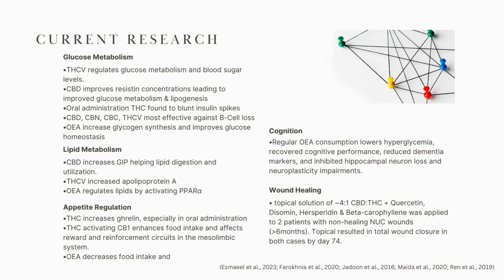which is awesome because this is a reason for amputations and stuff in diabetic patients. So this is very promising. In this study, they used approximately a 4-to-1 CBD to THC ratio, plus quercetin, diosmin, hesperidin, and beta-caryophyllene.